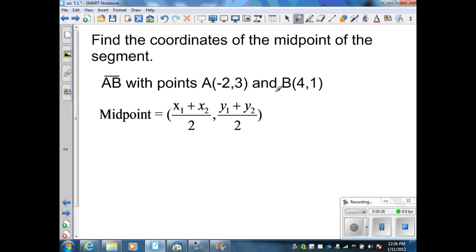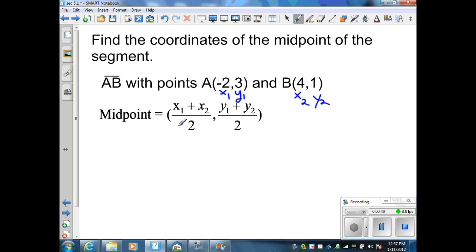Recall the formula for finding midpoint is (x sub 1 plus x sub 2) over 2, (y sub 1 plus y sub 2) over 2. All we need to do is determine and label which ordered pair we want to let be 1 and 2. This is your choice. I'm going to let this be x sub 1, therefore this is y sub 1. Therefore this ordered pair for point B is going to be x sub 2 and y sub 2.